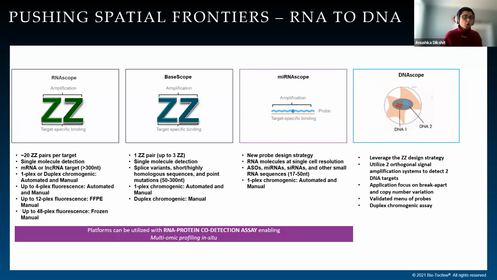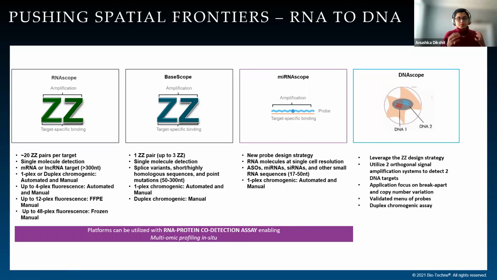So in addition to all of this, we have also enabled co-detection of RNA and protein with 3 of our assays, that is the RNAscope, BaseScope, and microRNAscope assay, where you can visualize target RNA and a target protein simultaneously on the same section of the tissue. Now, this can be extremely valuable when you're looking at wanting to identify specific cell types using an antibody marker, and then visualize target gene expression using any of these platforms.